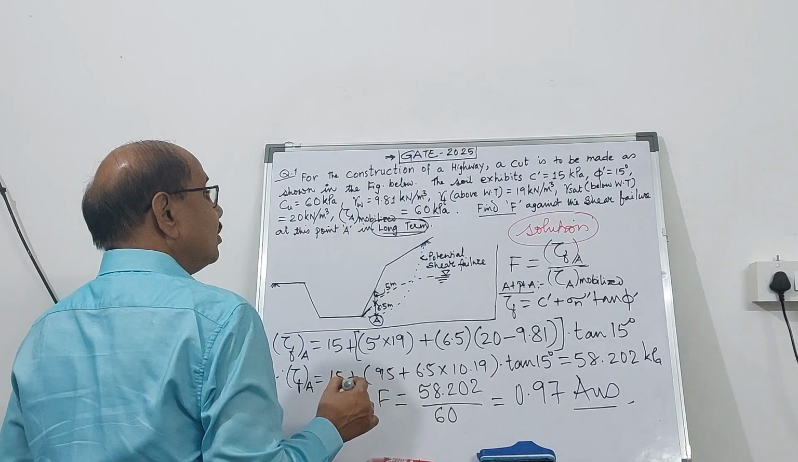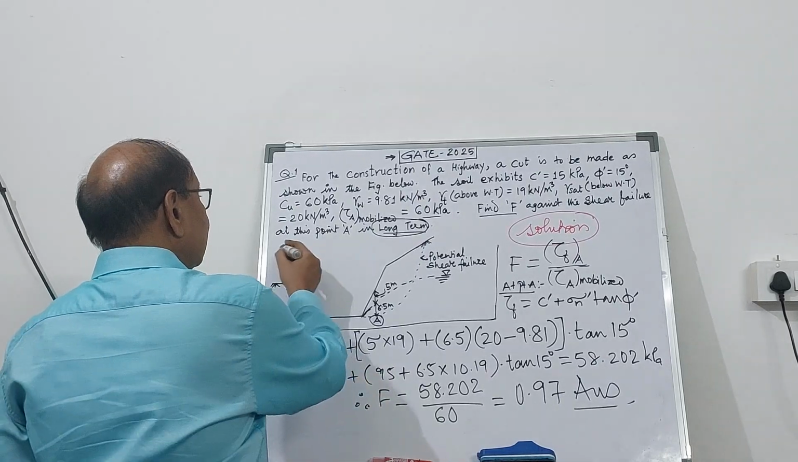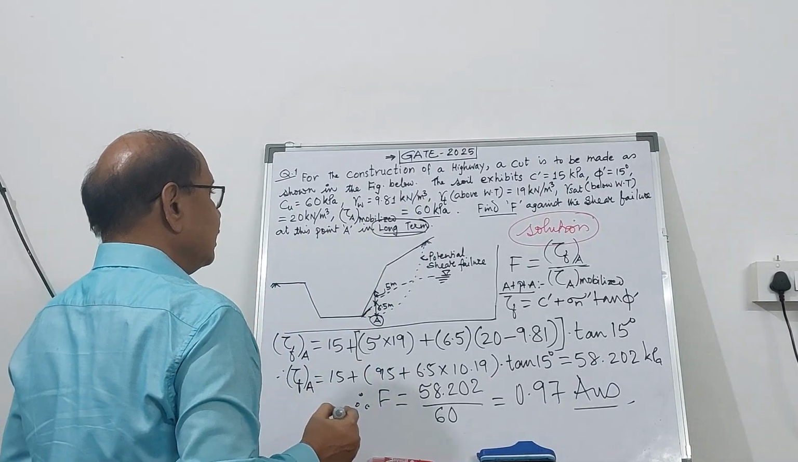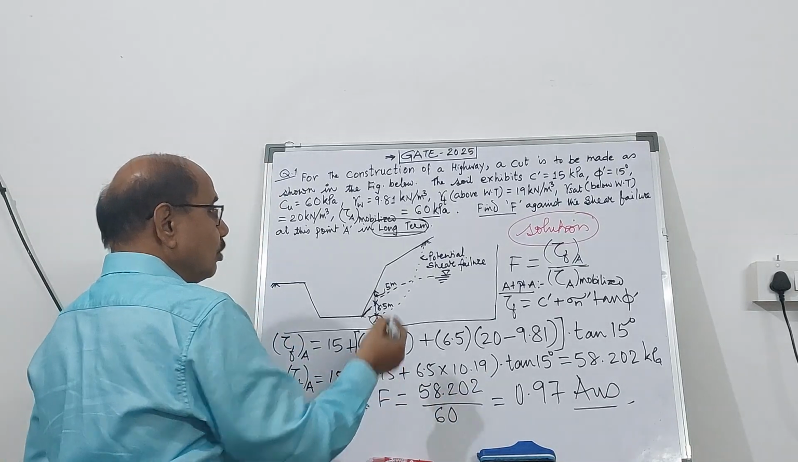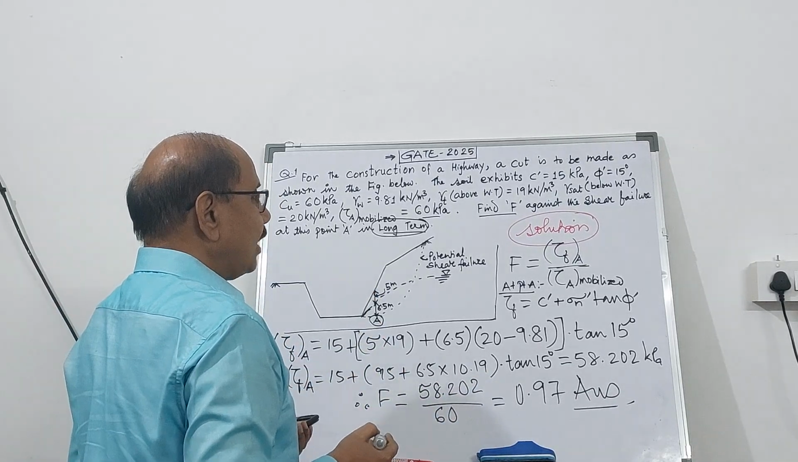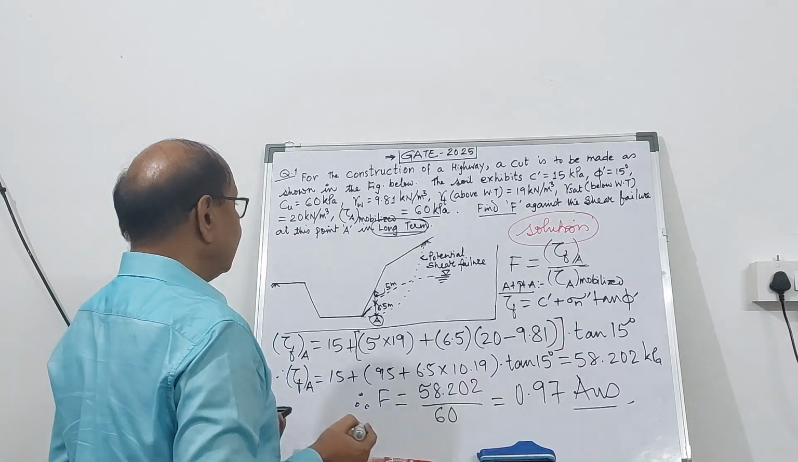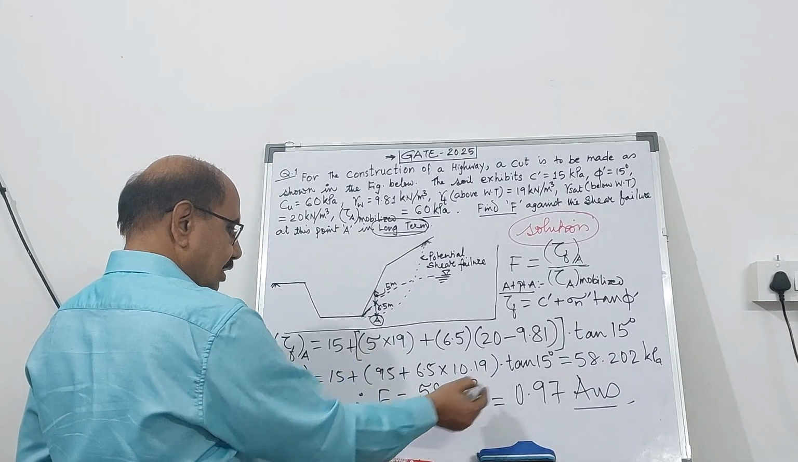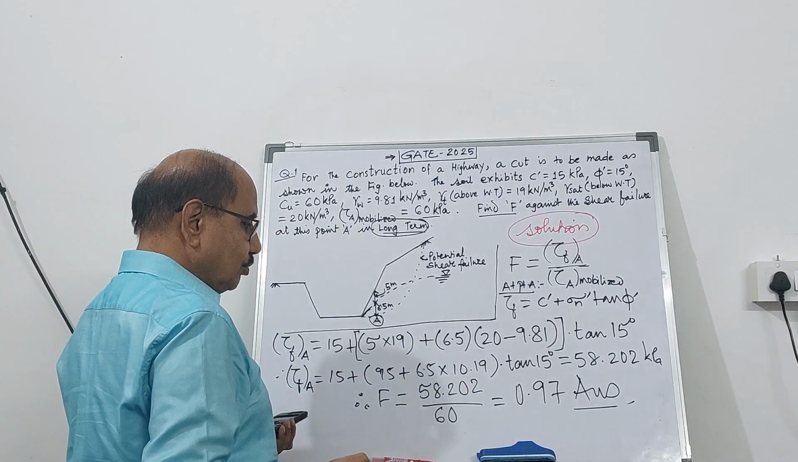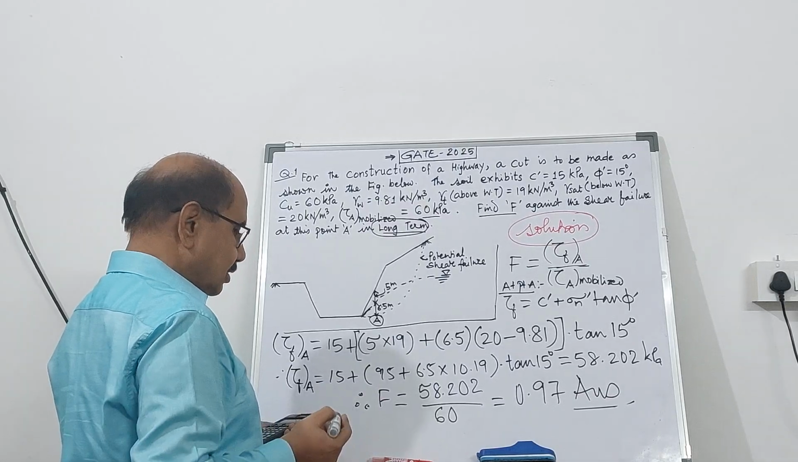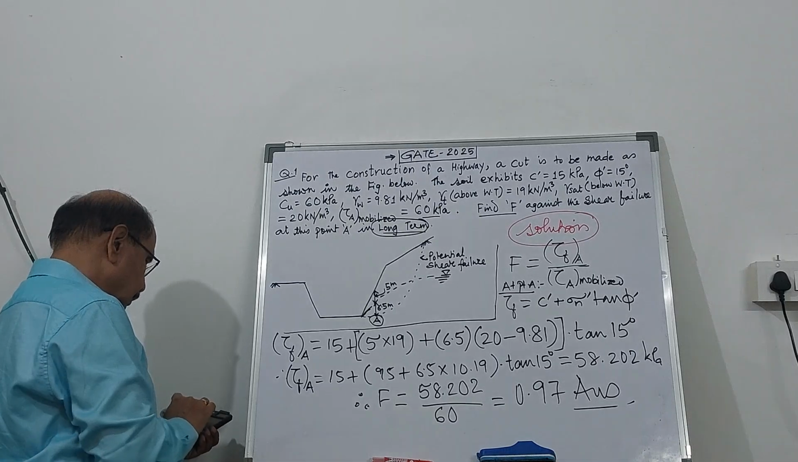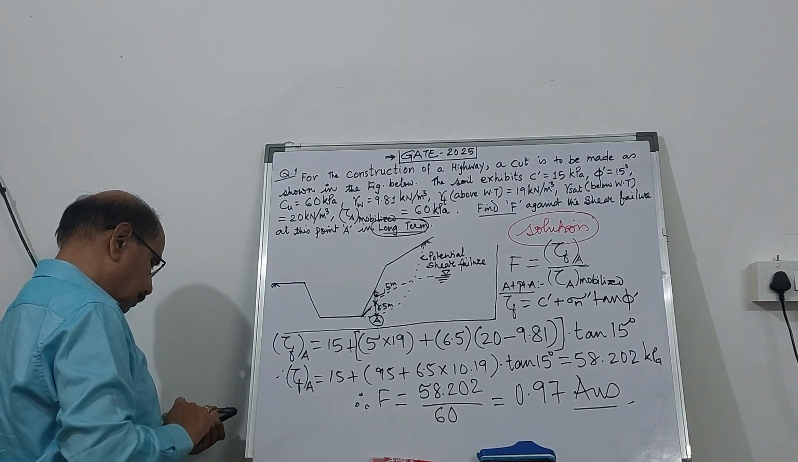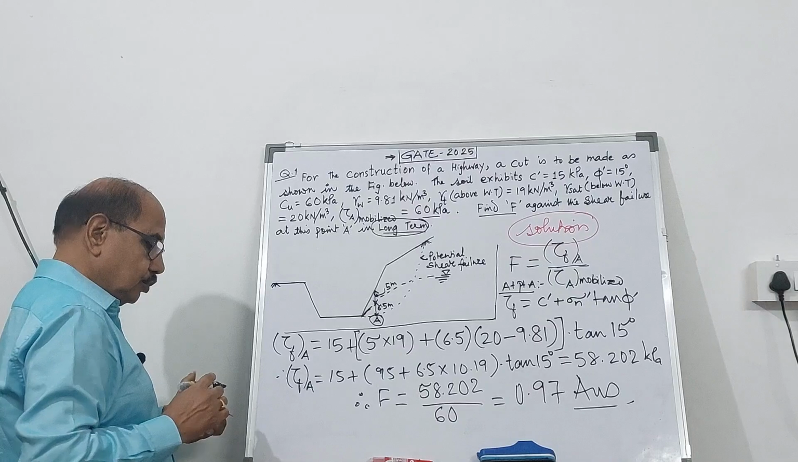So we find the factor of safety against the shear failure at this point in the long term. In the long term, it is less than 1, so it is going to fail. So the factor of safety against shear failure at point A has been calculated. This is going to be 0.97. That's the answer. So this question has been solved. Now the next question, we will take it.